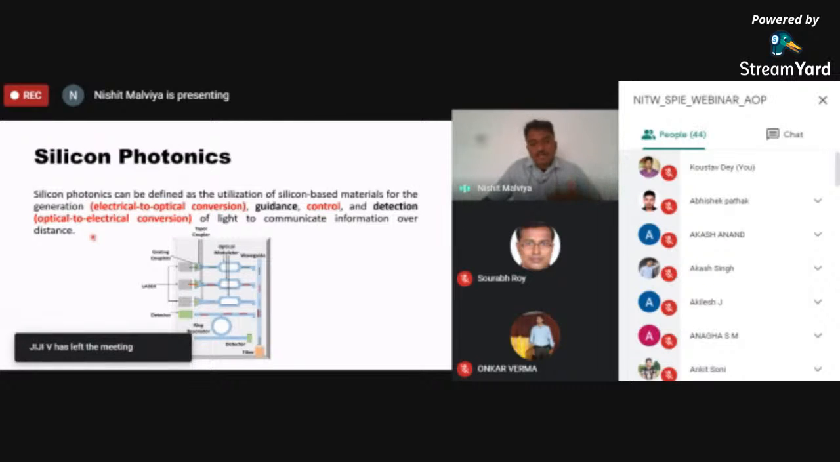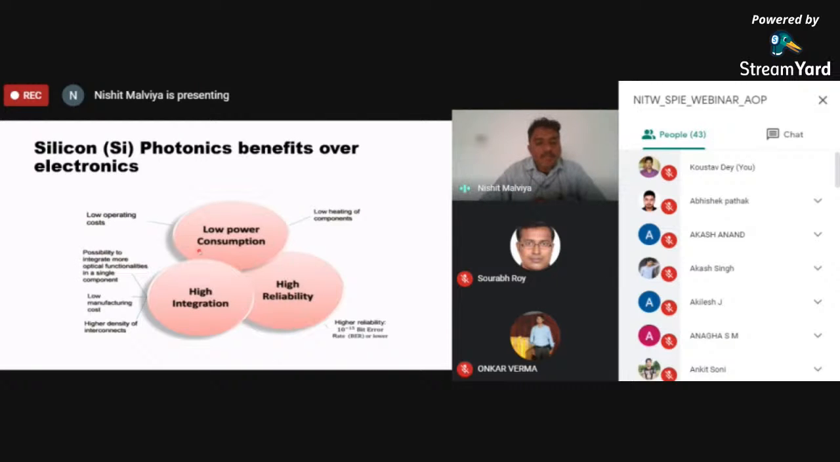Once we get the optical light, we guide and control it, and utilize it for the application. Then it is converted back into an electrical signal, and that electrical signal is communicated to another device, for example in data centers. But we can also transmit directly through optical fiber from one place to another. So this is all about silicon photonics.